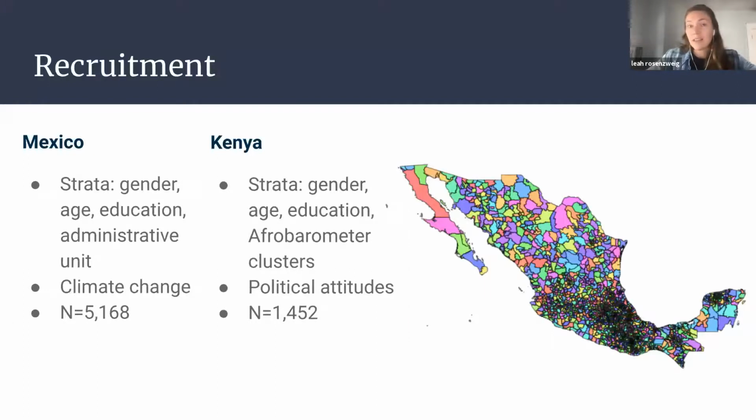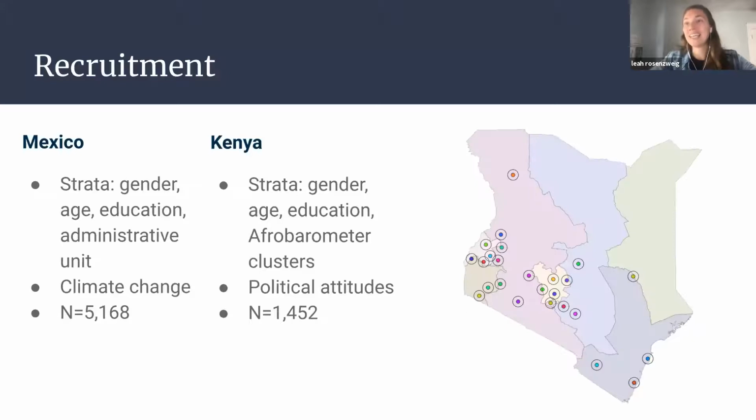So this is what the municipality level in Mexico looks like. As you can imagine, there's a lot of ads to be created. In Kenya, these are the Afrobarometer GPS clusters. And I'll talk a little bit about how we implemented this.